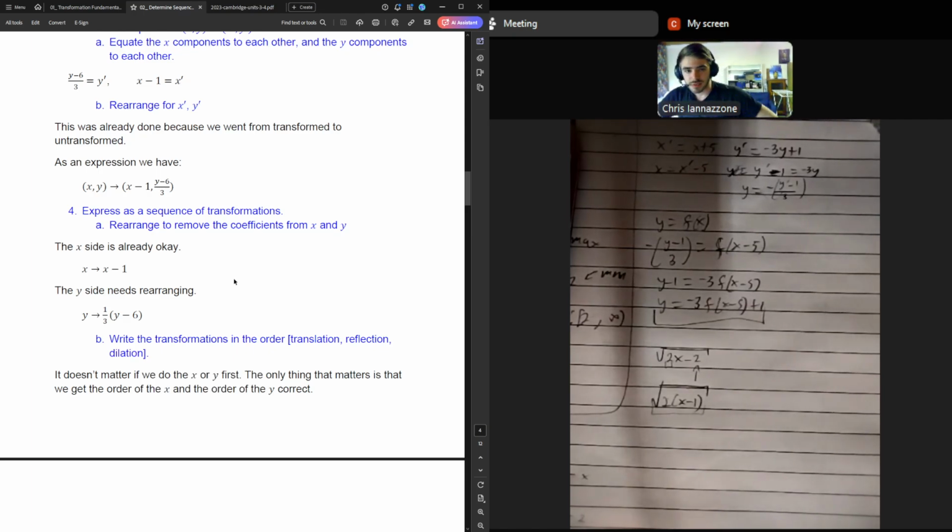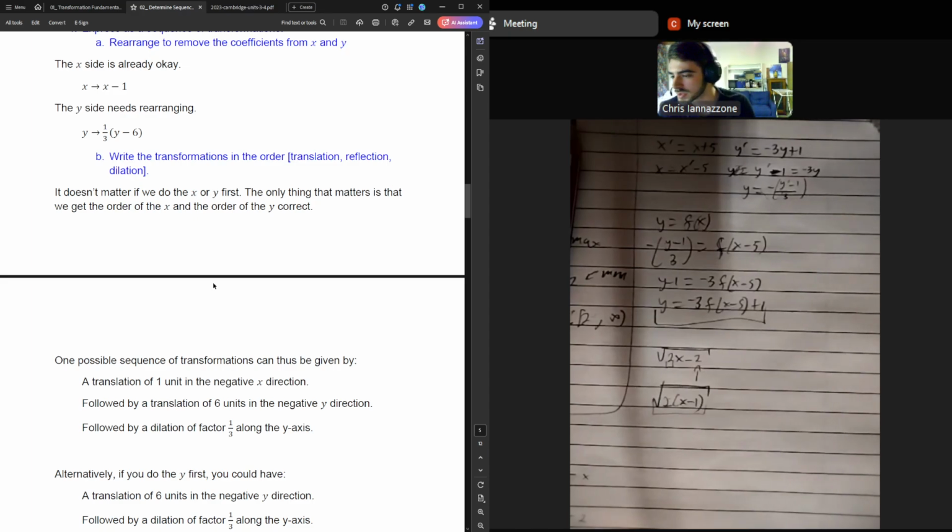Now, one more thing to highlight is that it doesn't matter if you do the x first or the y first. The only thing that matters is that each individual x is done in the order TRD, and each individual y is done in the order TRD. So one possible sequence could be starting with the x and then going on to the y. You could do 1 unit in the negative x, followed by 6 in the negative y, and then finally dilation factor of a third along the y.